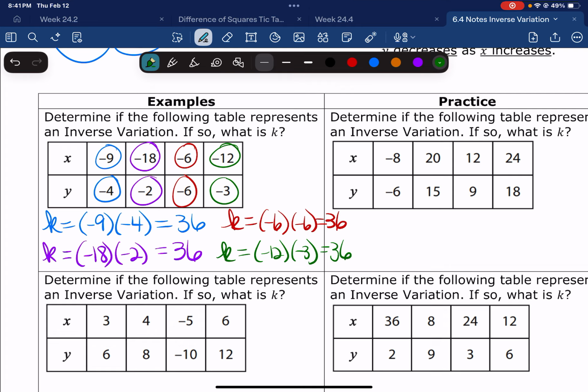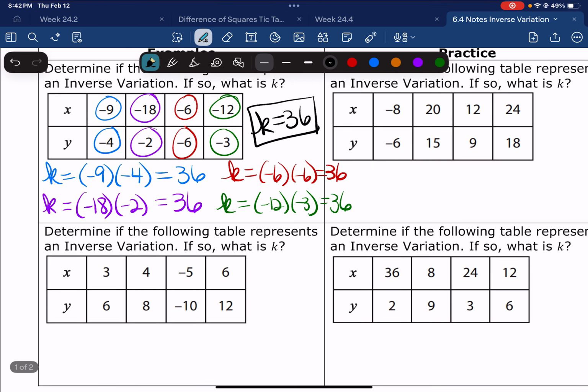And yes, I know it seems tedious, but you do need to check every pair in the table. If even one pair deviates from our pattern, then it's not representative of inverse variation. So yes, this is inverse variation, and here our k value is equal to 36. Okay? Let's try another one.